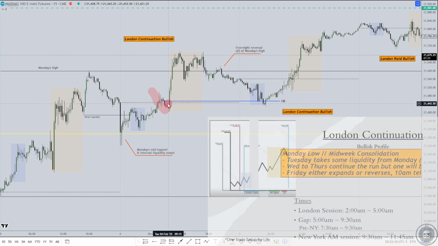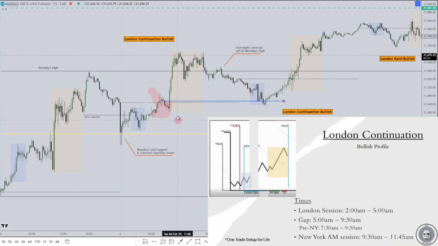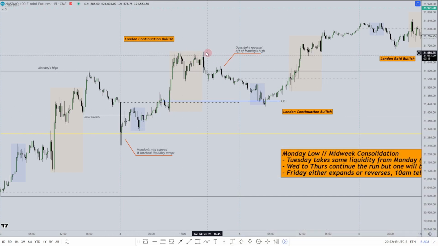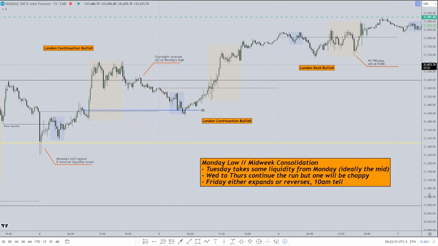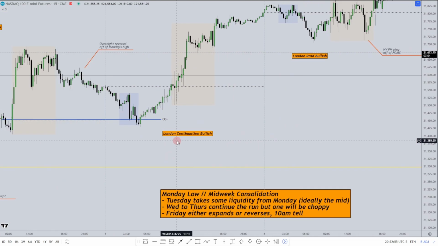Then we see it retraces into London's range before then popping higher in New York. That's a London continuation bullish. Then in the overnight session, price then retraces all the way back down to that hourly order block. So on Wednesday, we're now anticipating to see how price moves.